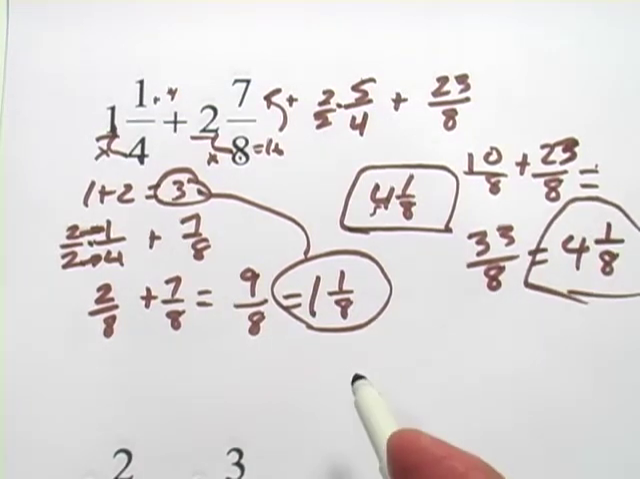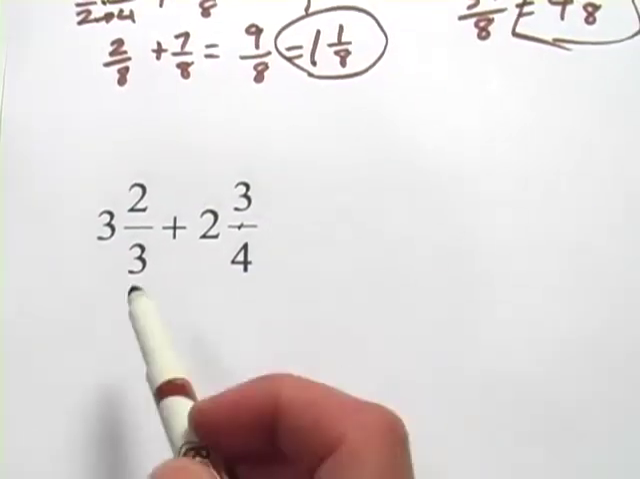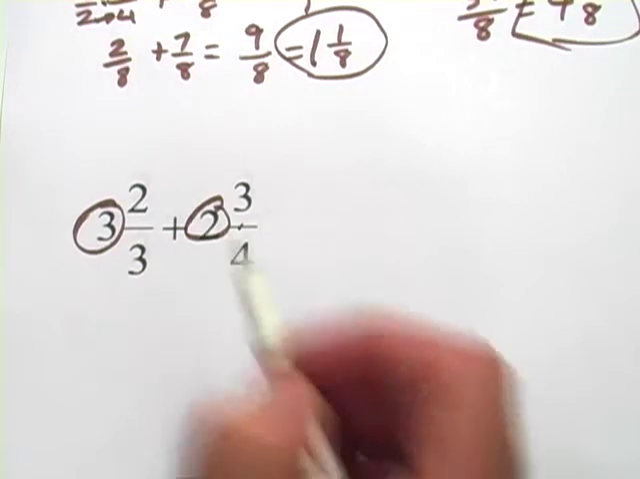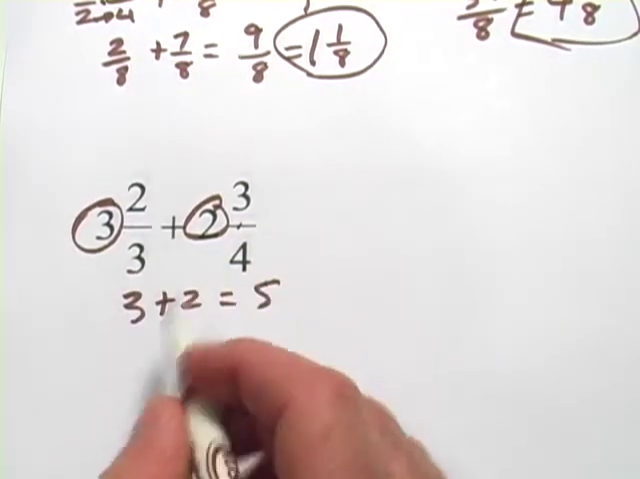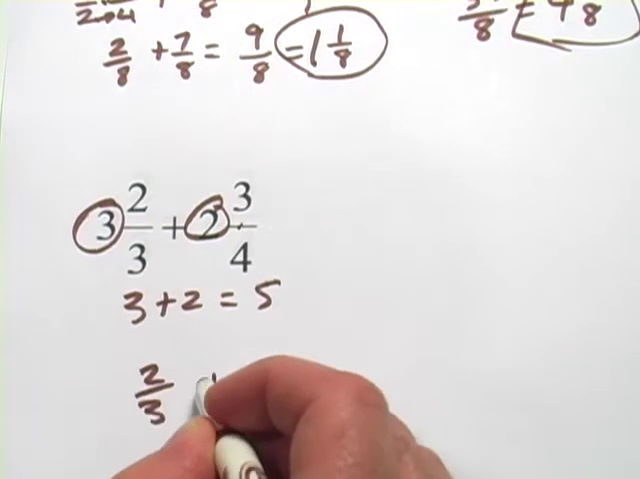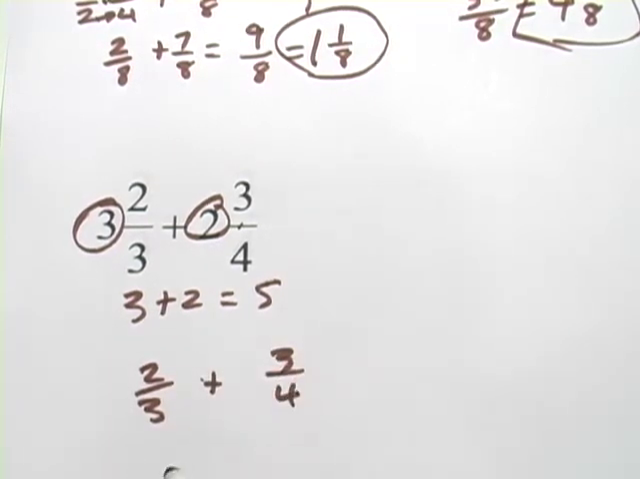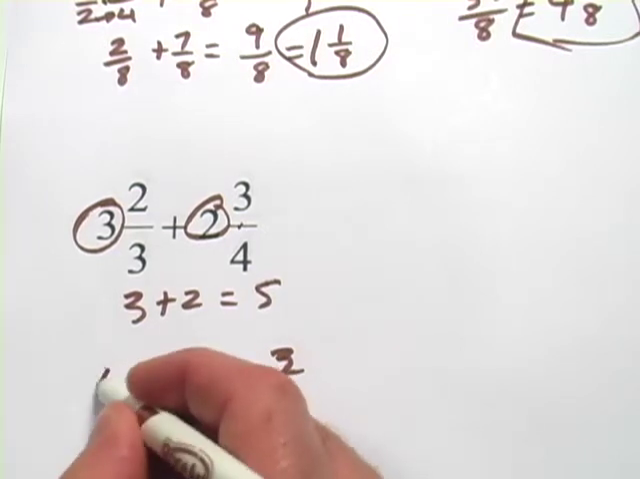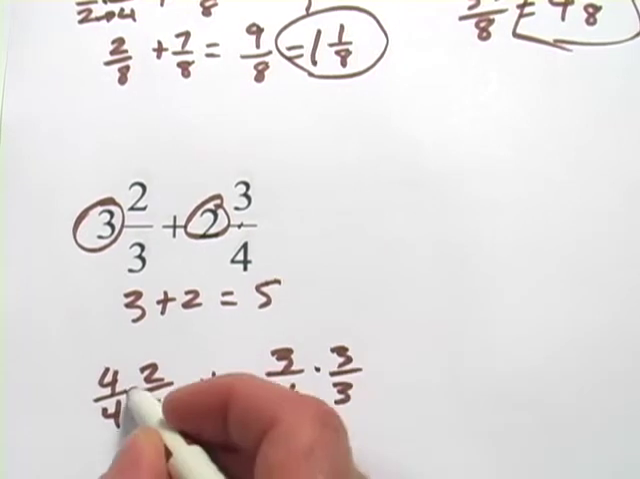So whichever method you think works best for you, you should use. Let's look at this next one. The method that works best for me is taking the integers separately. So 3 plus 2 equals 5. And now I've got 2/3 plus 3/4. I want to get common denominators here. So let's see, I think I'm going to multiply this one by 4 over 4 and this one by 3 over 3. That's an easy trick.